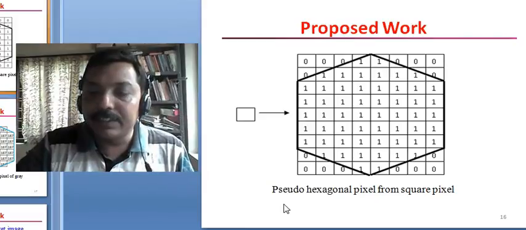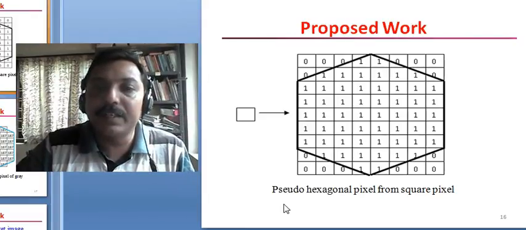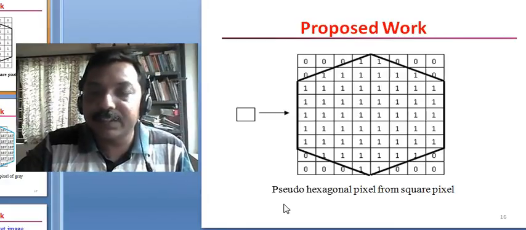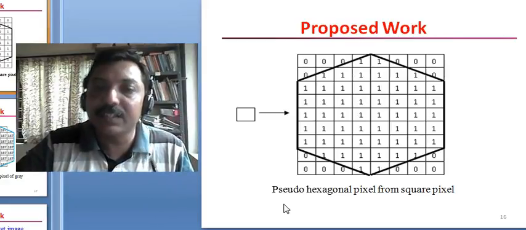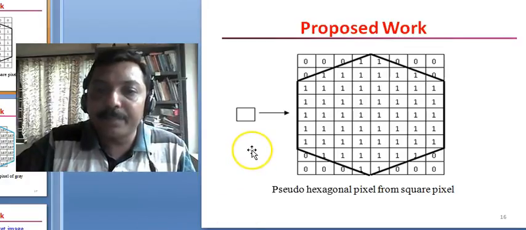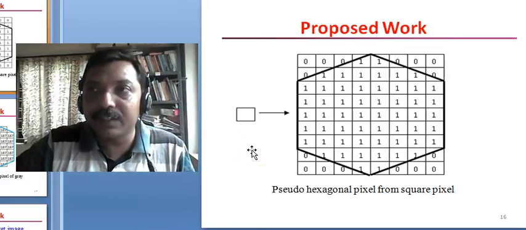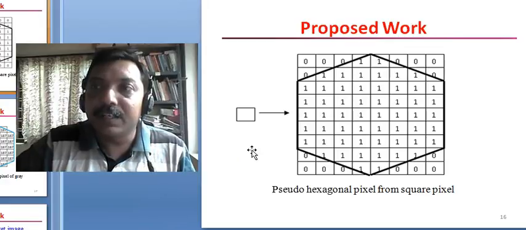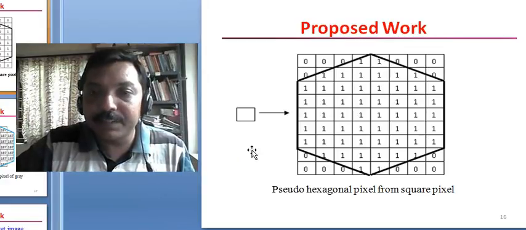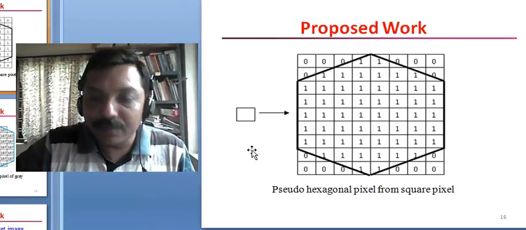And this JK algorithm is already published in an international journal, and so again, because of time constraint, I am not explaining that JK algorithm in detail. Anyway, just for understanding, the square pixel of the image is actually converted to a hexagonal pixel using many square pixels.